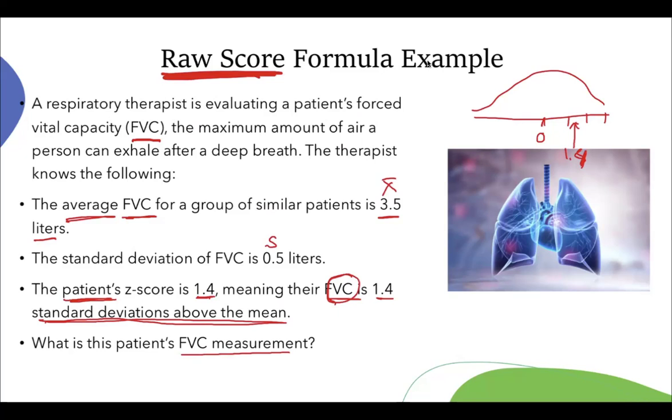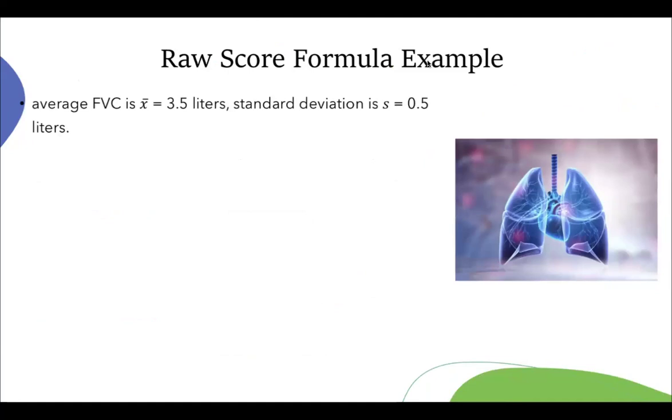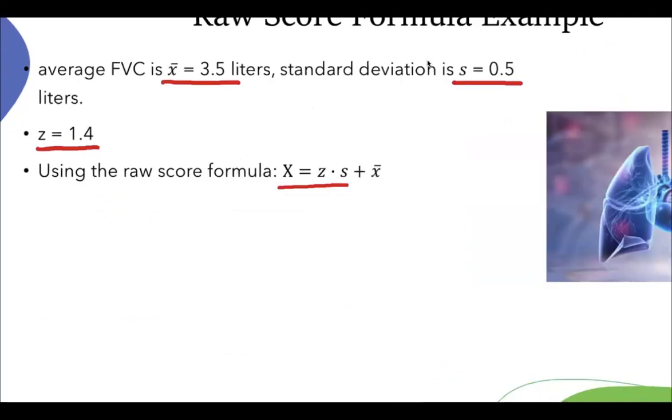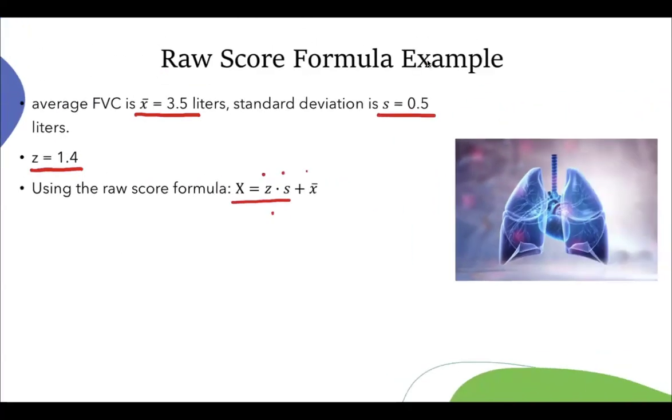Okay, so let's use that formula that I just provided and plug in the mean, the standard deviation, and we were told the z-score 1.4. And let's see what we get for the forced vital capacity. Okay, so again, we have the mean, we have the standard deviation, we're provided a z-score for this particular patient. Now let's calculate the raw score. So let's start with the actual raw score formula. X equals z times s plus x bar. We're going to plug in what we know. We know z, s, and x bar. So let's plug those values in. 1.4 is z times 0.5 is s plus X bar is 3.5.